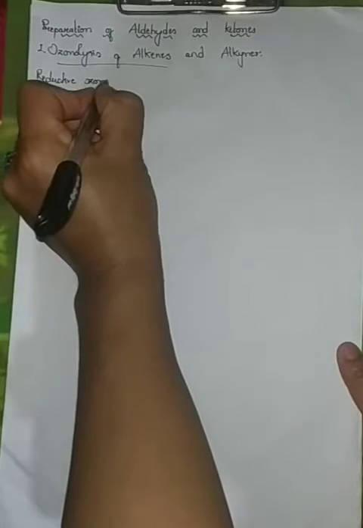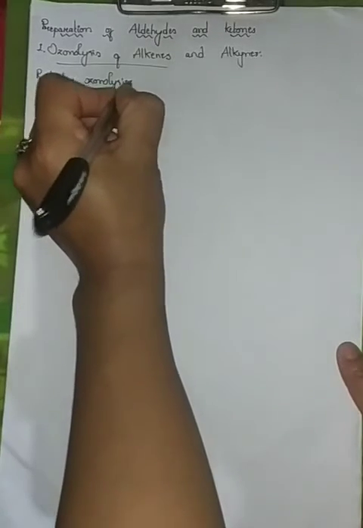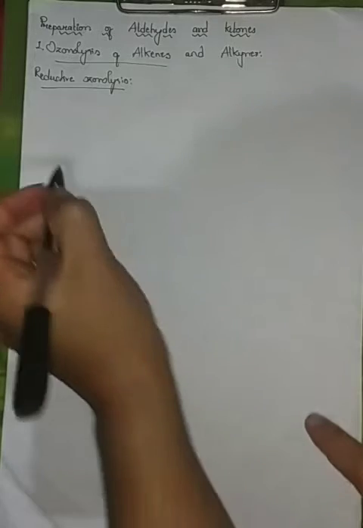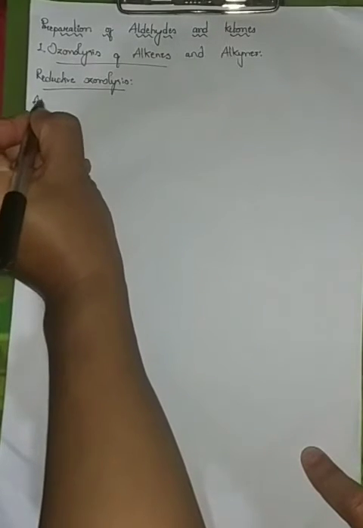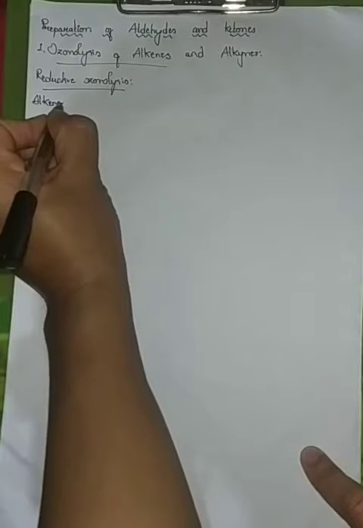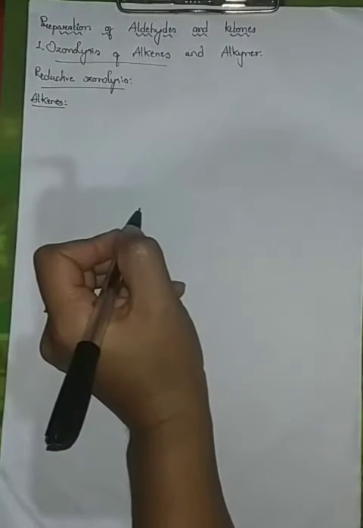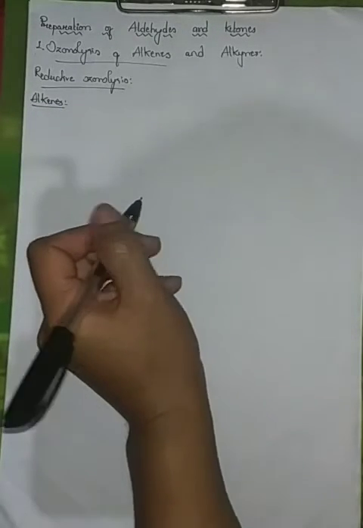Now let's first do the reductive ozonolysis. There are two ozonolysis methods for the preparation of aldehydes and ketones. The first one is reductive ozonolysis, and the second one will be oxidative ozonolysis. Now let's check what reductive ozonolysis is. Let's check first for alkenes. What happens when alkenes undergo the reductive ozonolysis reaction?